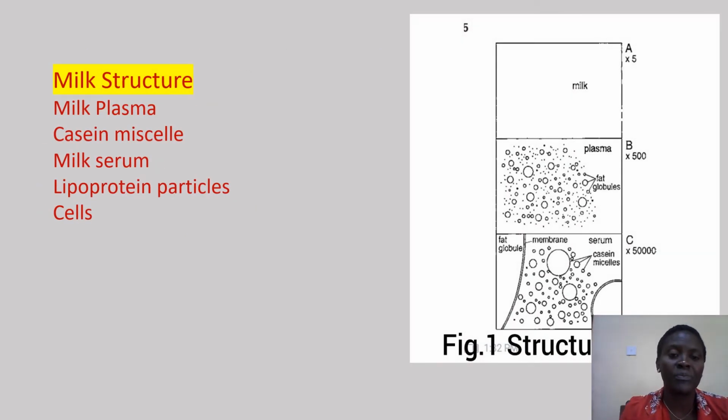Milk structure. On the right side you can see different structures of milk. We have the A region, B region, and C region. All of these are under different magnification of a microscope. Milk structure is made up of milk plasma, casein micelle, and milk serum. It also contains lipoprotein particles and cells.